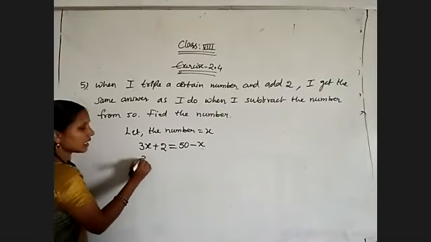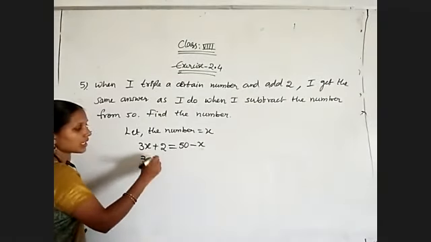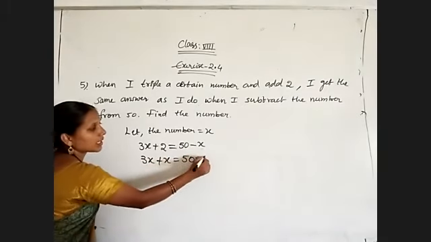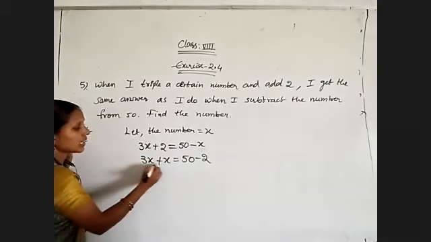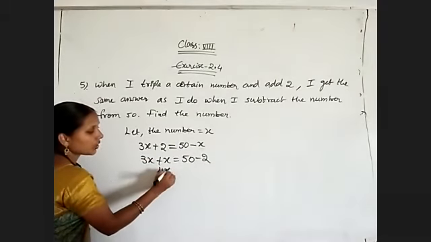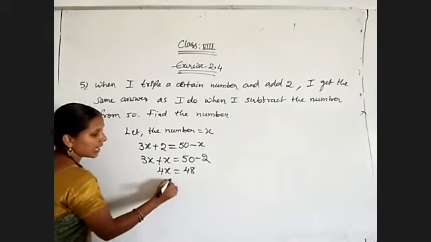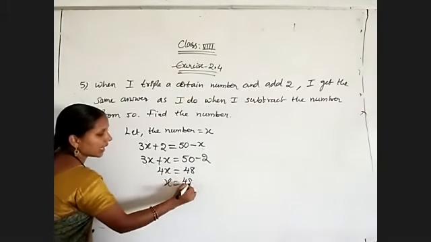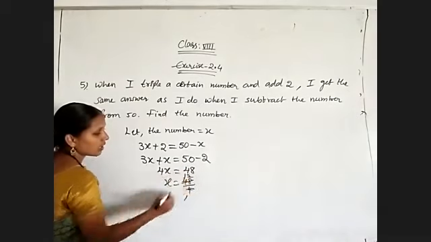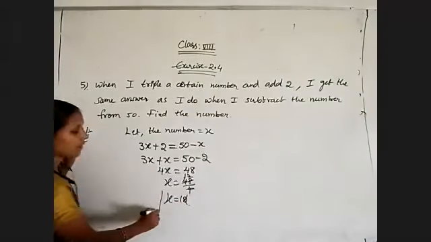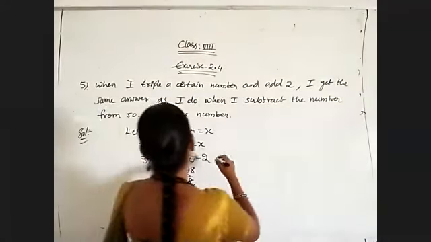That is 3x, bringing this minus x over, plus x is equal to 50, and 2 bringing this side, minus 2. So 3x plus x is equal to 4x. 50 minus 2 is equal to 48. Then x will be equal to 48 by 4. 4 1s are 4, 4 12s are 48. So x is equal to 12. So the number is 12. Whether it is correct or not, check from here.